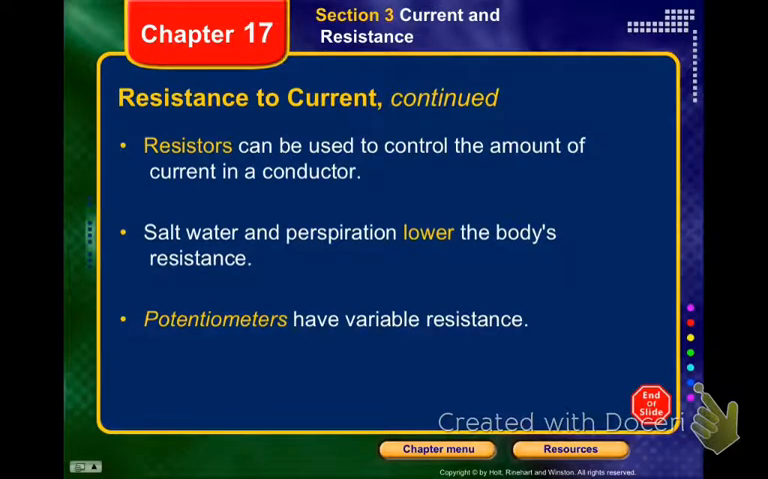So they can be used to control the amount of current in a conductor. Salt water and perspiration lower the body's resistance. And then you've got the word there, potentiometers. They have variable resistance. It's just throwing in another definition for you. That is the end of section 3. We're going to move on to section 4 now.